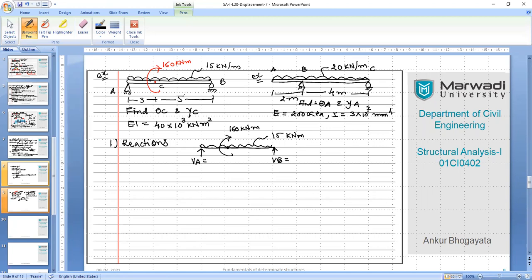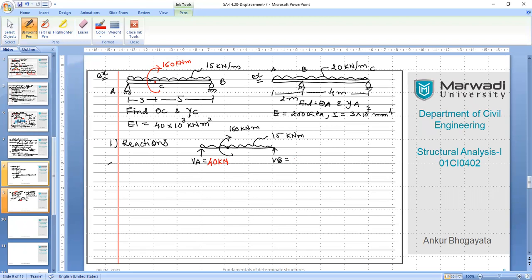I'm surprised it's taking too much time, right? It's not that difficult. Yes, Darsha is there to answer. Yes, Darsha. Sir, I am getting 40 kilonewton. RA, which means VA, right? Yes, sir. That is 40. Let me change the color for you people. 40 kilonewton. And what is VB?